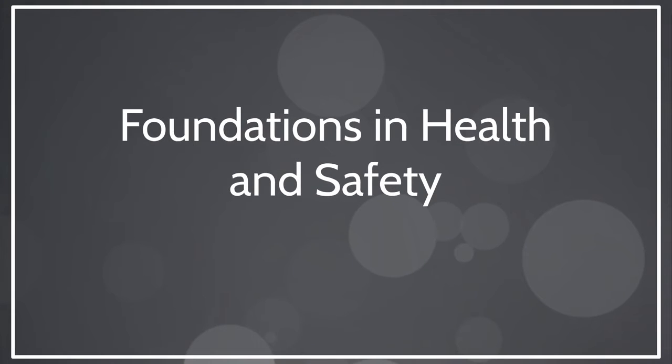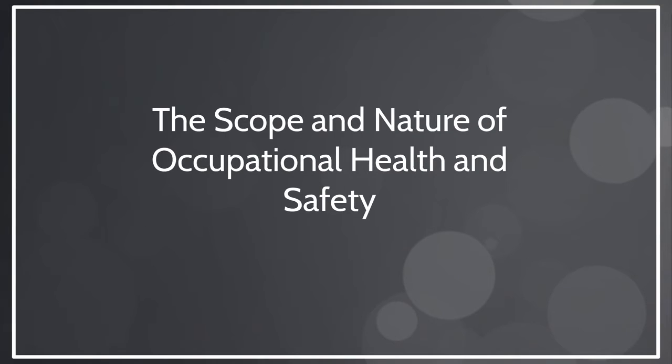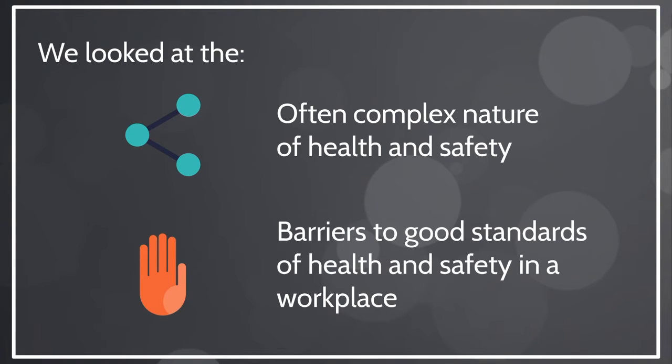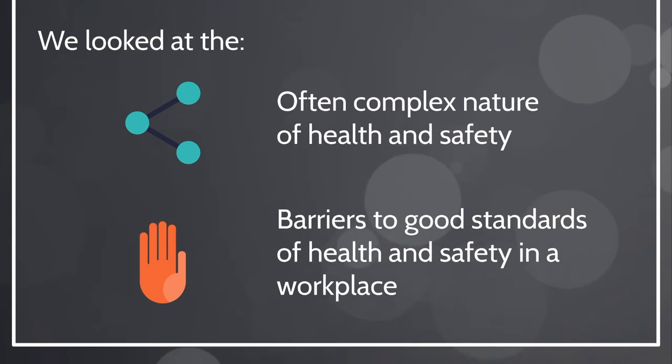In this first element, we covered 3 topics. The first topic was about the scope and nature of occupational health and safety. In it, we looked at the often complex nature of health and safety and the barriers to good standards of health and safety in a workplace.